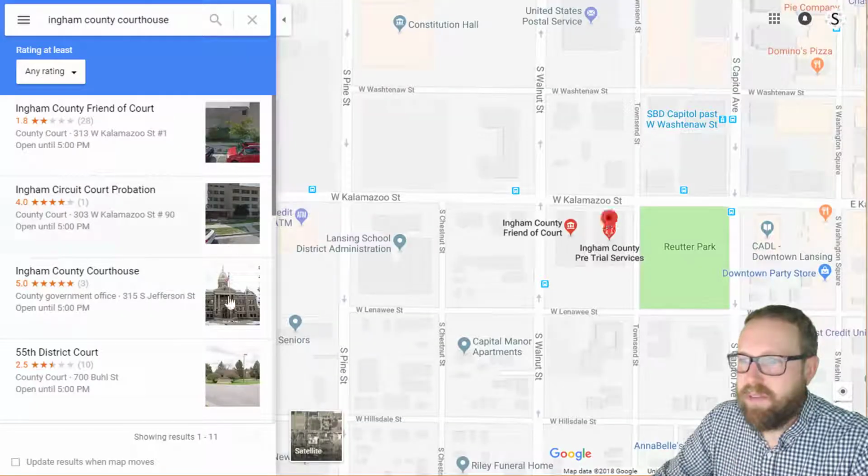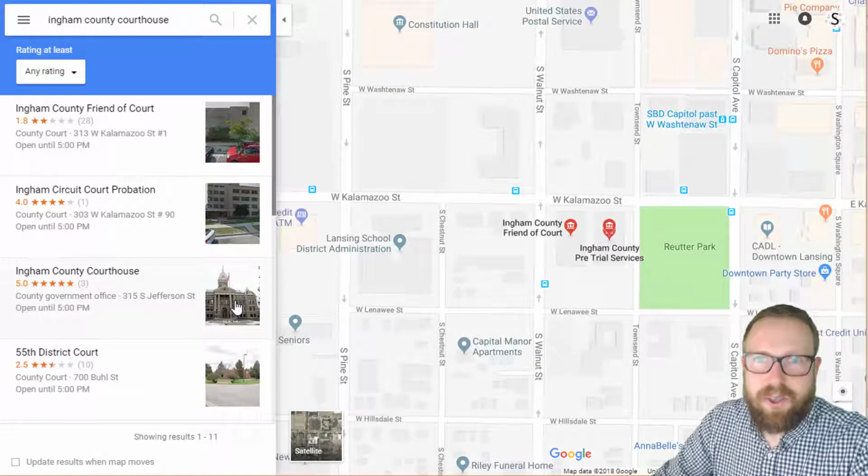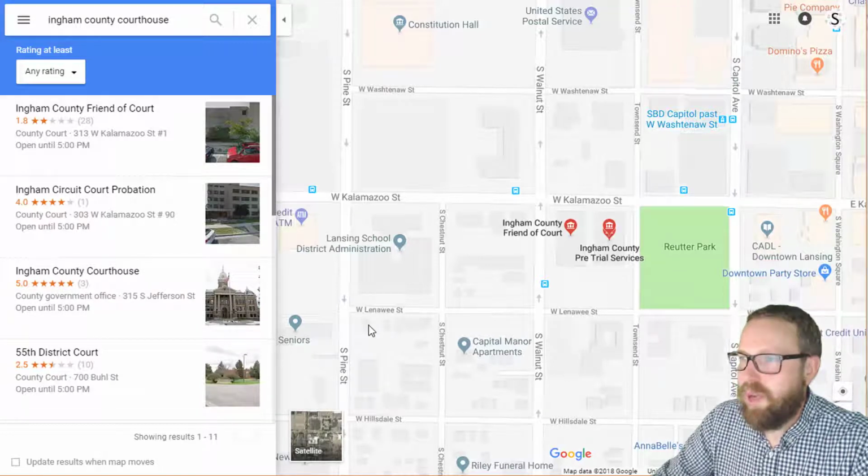And I Googled it and found some images. The Mason courthouse, I've been in there several times. It's beautiful. It's a historic treasure. And that's what this picture is here. But the map here is showing the one in Lansing.